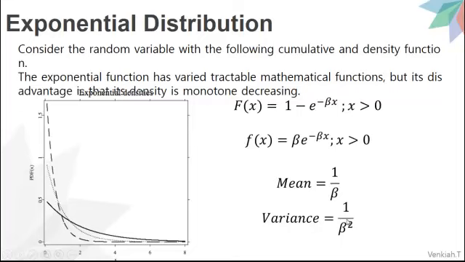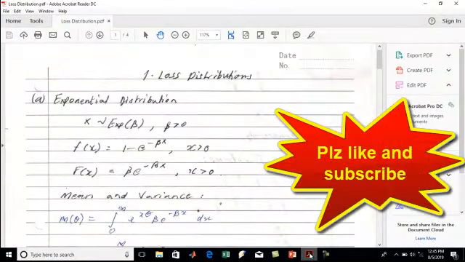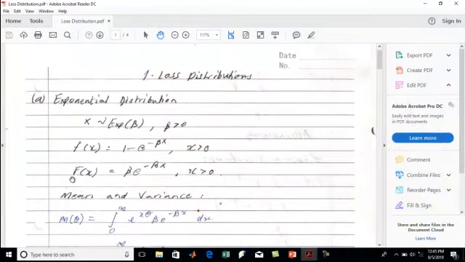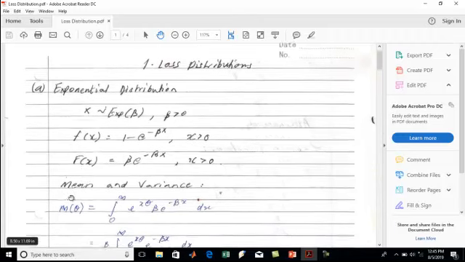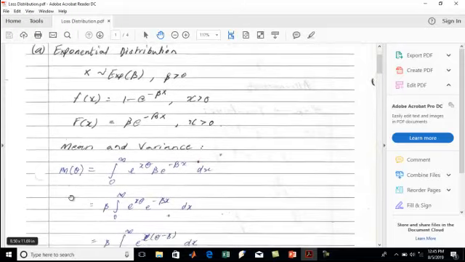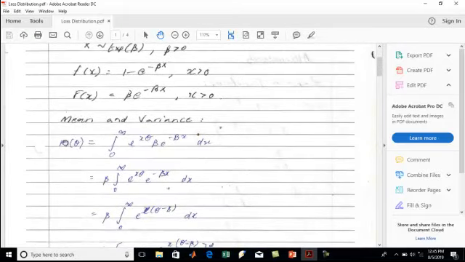We shall now move to the derivation of the mean and the variance. We need first the probability density function and the cumulative distribution function. The mean and variance are found by the method of the moment generating function M of theta. The moment generating function is defined by the integral of e power x theta times f of x, integrating between limits 0 and infinity.